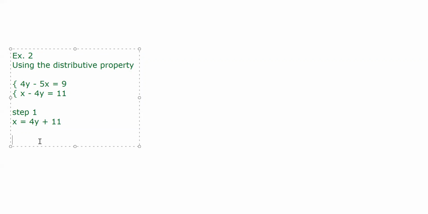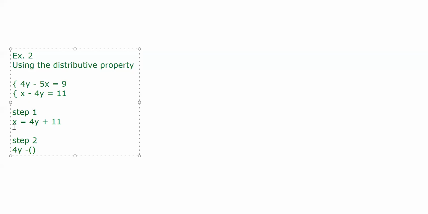In this step 2, we only substitute in the other equation. For example, if I use this equation to find this expression, I need to replace this in the other equation, in the first one, in the equation that we don't use yet. So in this step 2, we are going to replace this, and I have that 4y minus 5x. Remember, what is the value of x? X is equal to 4y plus 11.